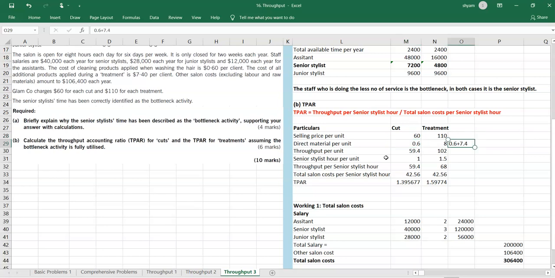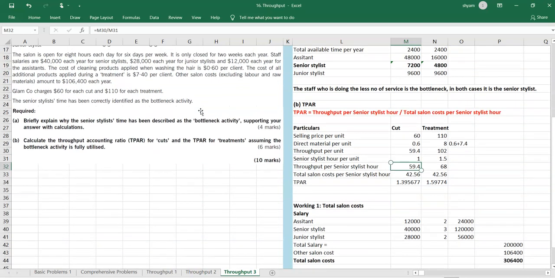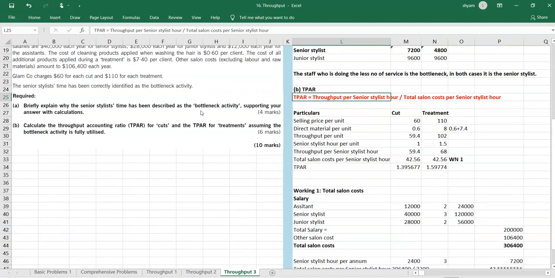Be careful with the material cost element, because they say 0.6 is definitely going to be incurred for washing the hair. Okay, and the 7.4 is for treatment materials. So we got the throughput per unit. Stylist hours we found out from the table. We then got throughput per senior stylist hour. Then we found out the total saloon cost per senior stylist hour through a working note. So if you have found out anything through a working note, just mark it. And finally we got the TPAR. Okay, so the TPAR formula is here.